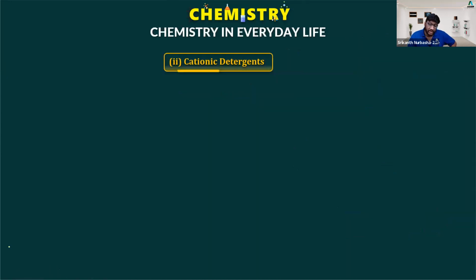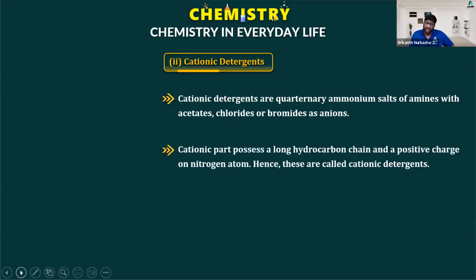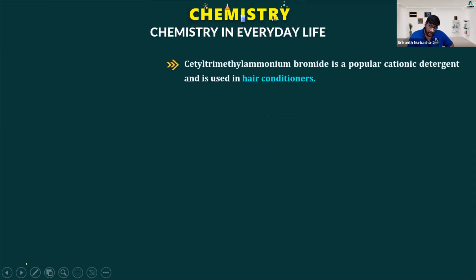Similarly, we have cationic detergents. Cationic detergents are quaternary ammonium salts of amines with acetates, chlorides, or bromides as anions. The cationic part possesses a long hydrocarbon chain and a positive charge on the nitrogen atom, and hence these are said to be cationic detergents. Like we can take cetyl trimethyl ammonium bromide.